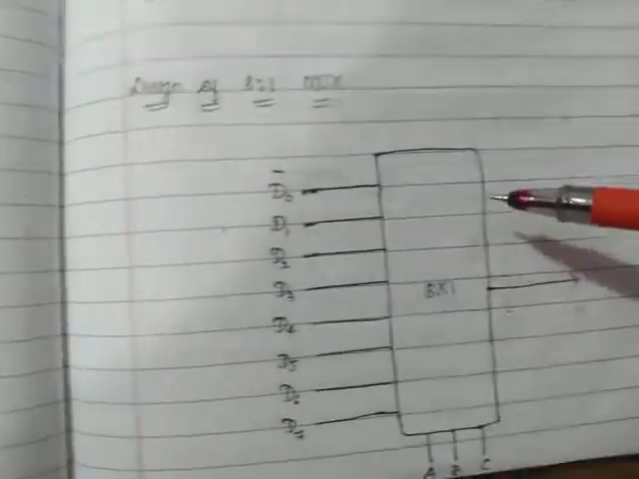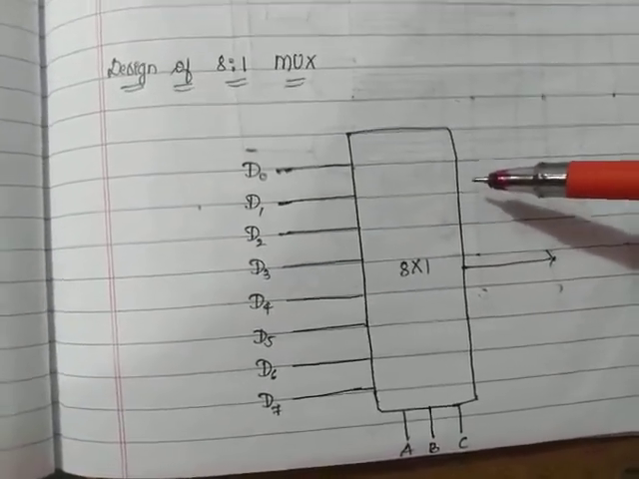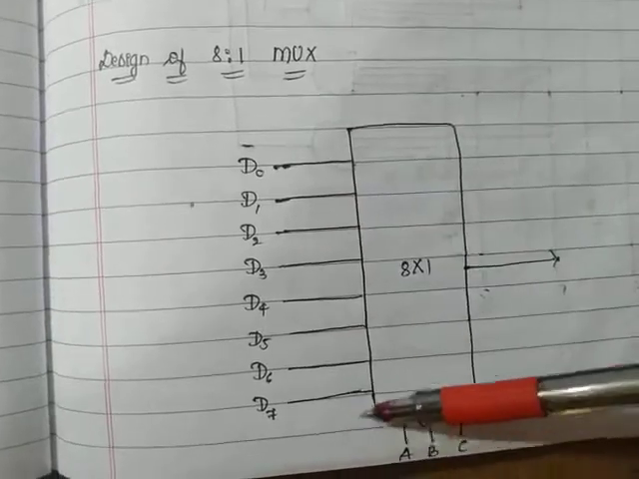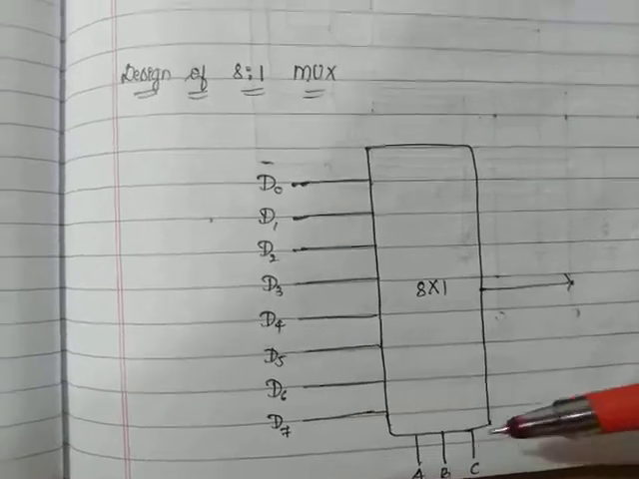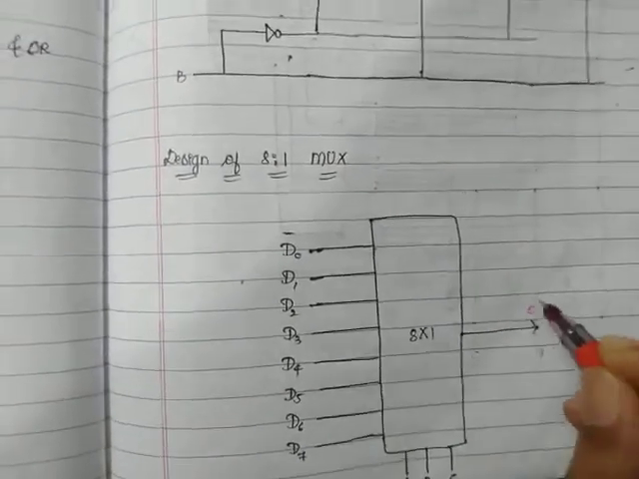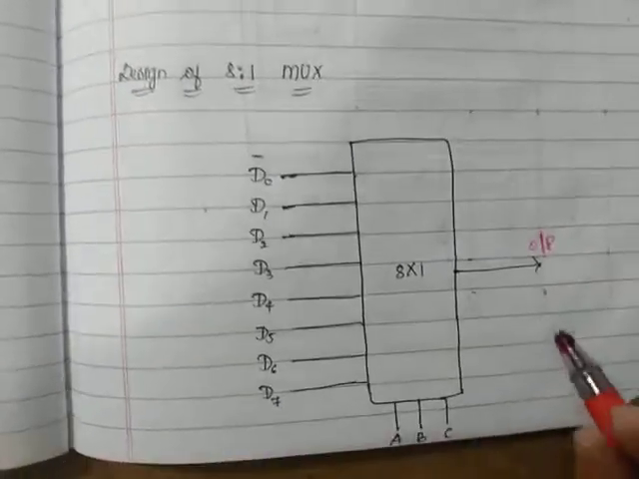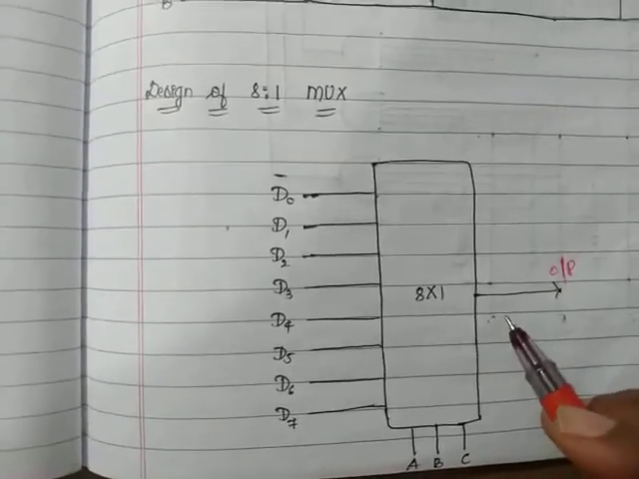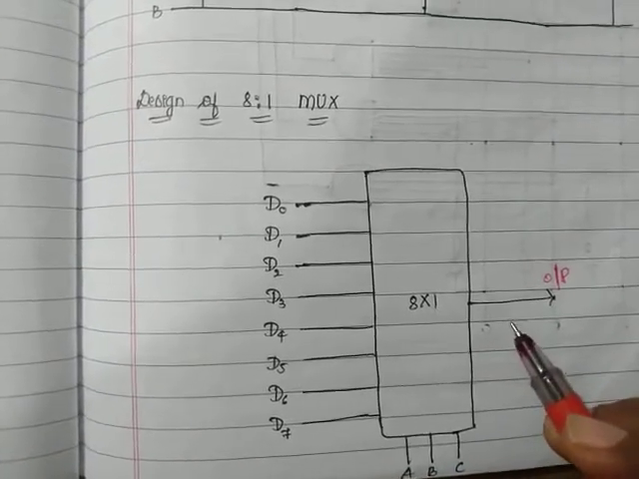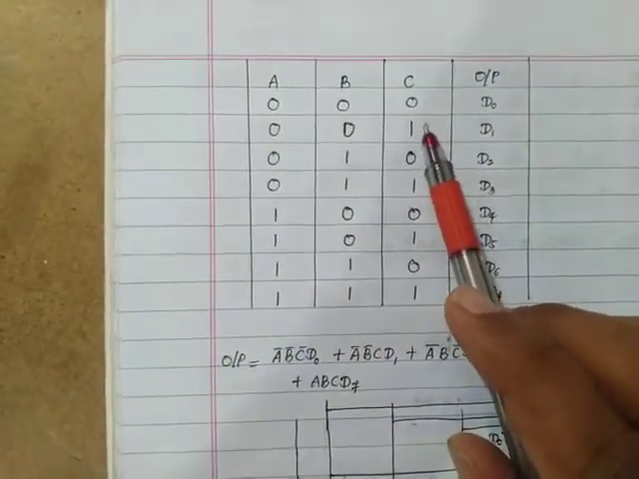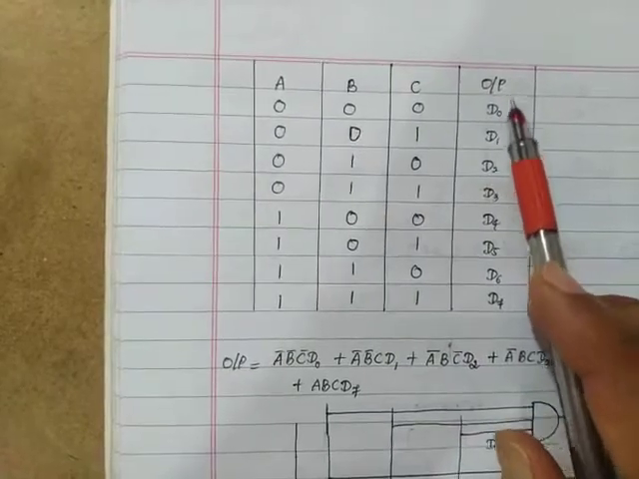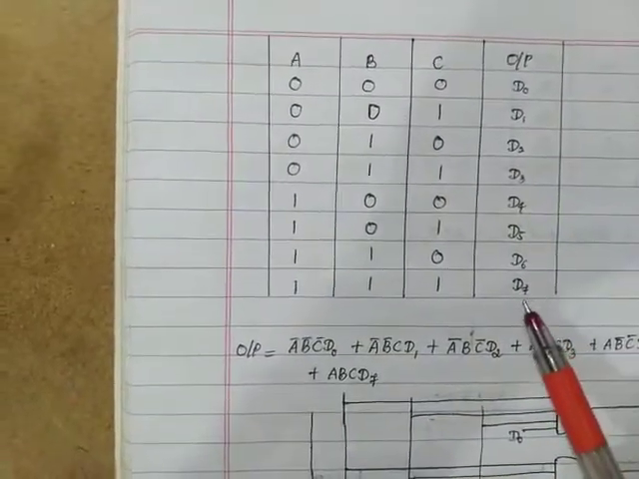Here, coming to the 8:1 multiplexer, this is your block diagram. Again it will have 8 inputs and 3 select inputs. Instead of 2 select line inputs, here it has 3 select line inputs and only one output will be there. This is the block diagram of the 8:1 mux. Okay, coming to the next one, the truth table for the 8:1 multiplexer. Again 3 inputs will be there, A, B, C, with different combinations, and desired outputs D0, D1, D2, likewise until D7.